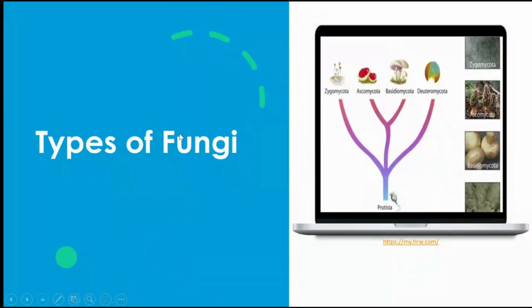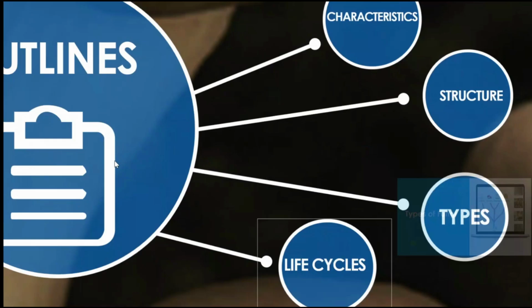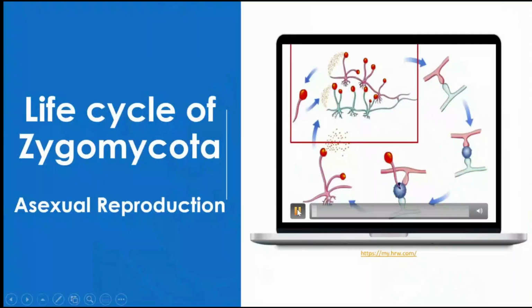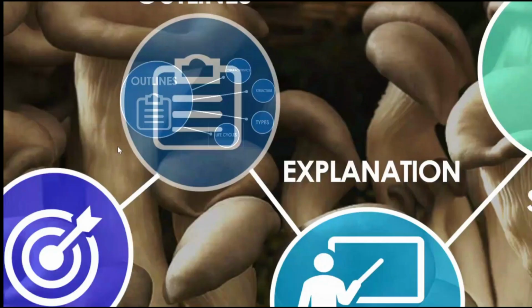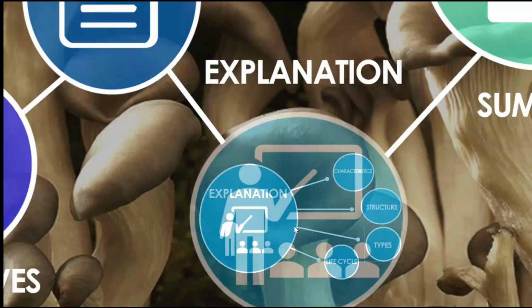Fungi are classified according to their shape and the way that they reproduce: Zygomycota, Ascomycota, Basidiomycota, and reproduction. Then we will eventually talk about the life cycle of the fungi regarding the sexual and asexual reproduction in the Zygomycota and in Ascomycota as well. So if we go back, we will start our illustrations.